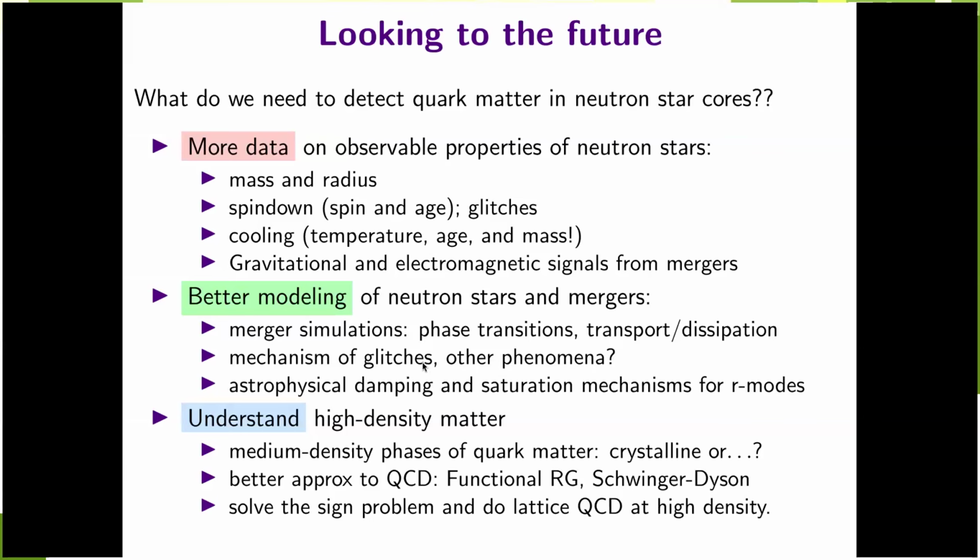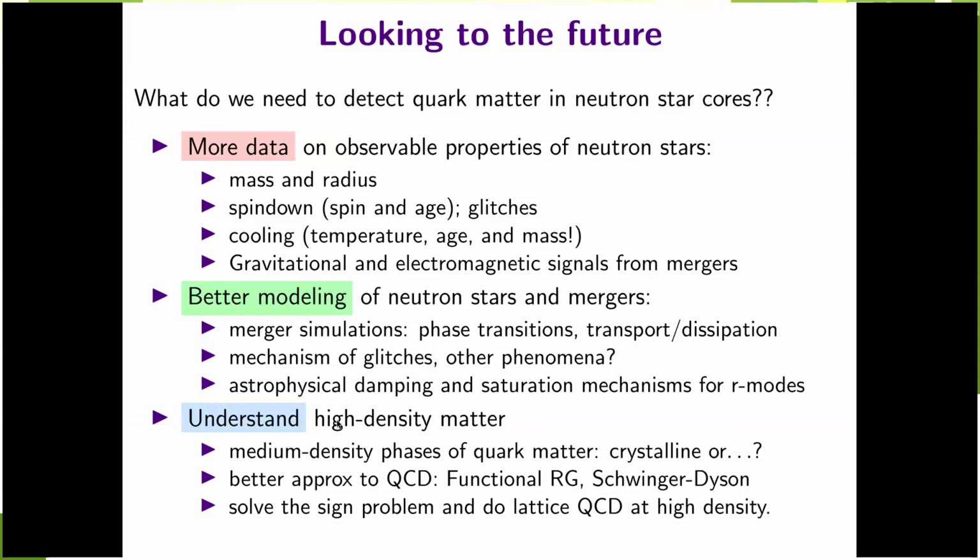You'd also like to understand better how other things that we measure work, like what's going on with glitches or other phenomena, like maybe X-ray bursts, things that might be affected by the material properties of the matter in the star. We'd like to have good astrophysical modeling of them. Also, these things called R modes that I didn't get to talk about, but okay, we'd like to model them better. And then we'd like the pure theory.